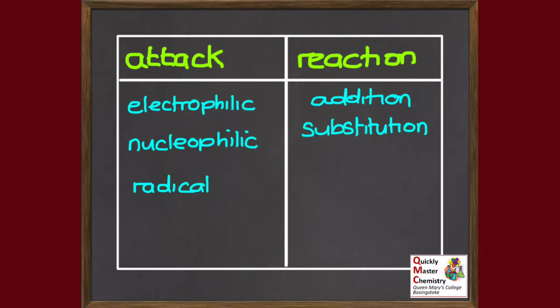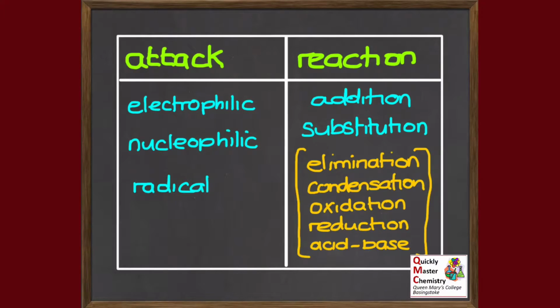So various combinations of these: electrophilic addition, electrophilic substitution, nucleophilic addition, nucleophilic substitution, and radical substitution are the ones that you're expected to know at A level. Just to be complete here, let's stress the fact that there's actually other types of organic reactions that you should be able to talk about at A level, shown there in yellow, but they're not ones that you need to know mechanisms for.